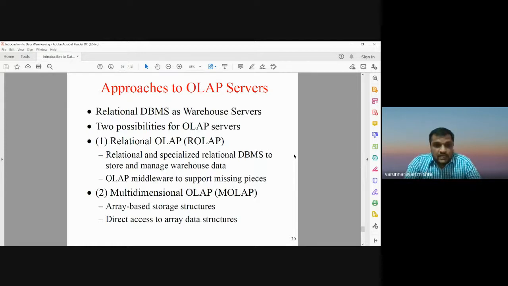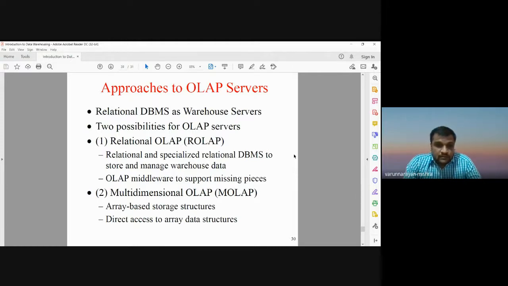And the second kind of OLAP server used for this warehouse is multi-dimensional OLAP. It is known as MOLAP. It is based on the array storage structure, and it directs the access to array data structures.